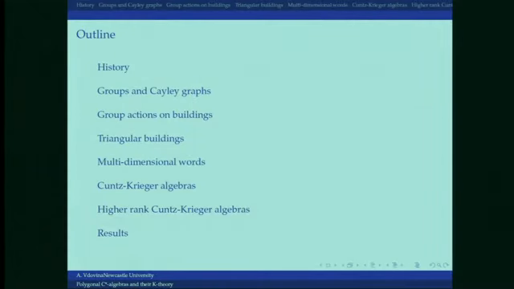Buildings and their C*-algebras. Thank you very much for the invitation. It's really my pleasure to speak at the Newton Institute. So I'm going to try to introduce buildings first, and then certain C*-algebras associated to buildings.